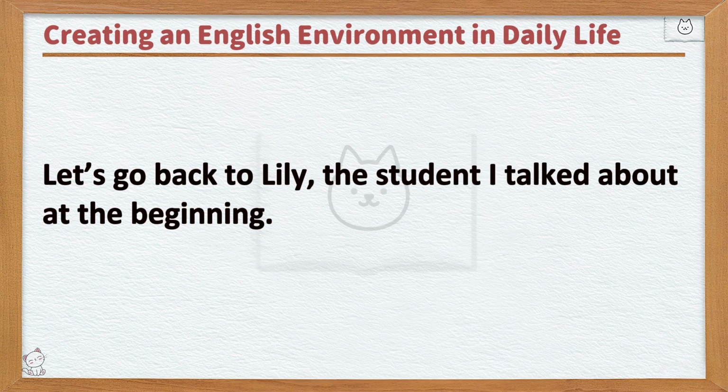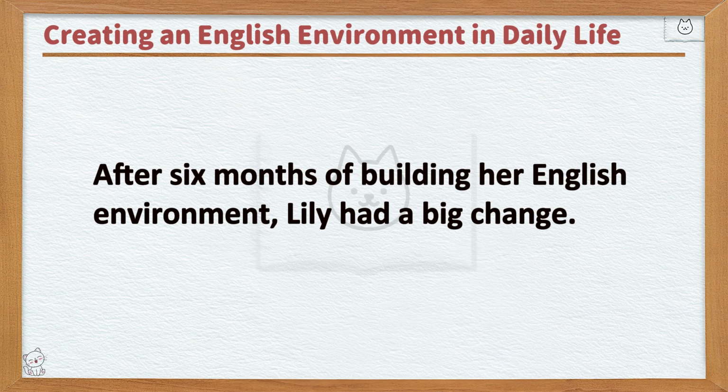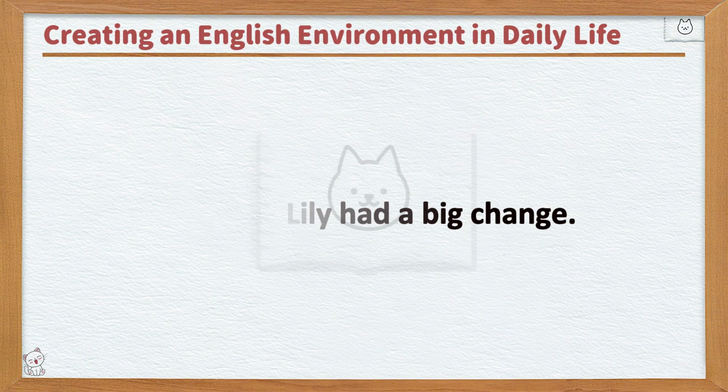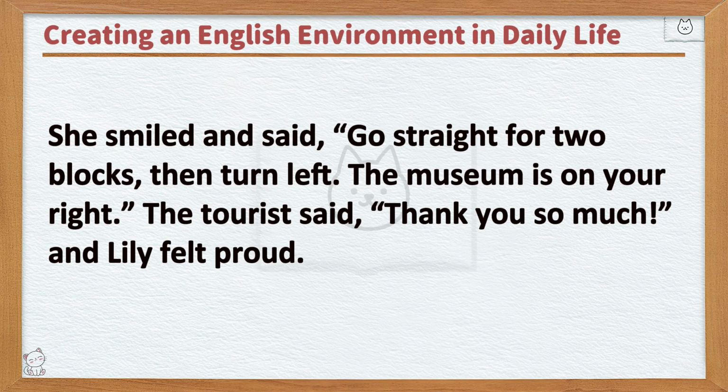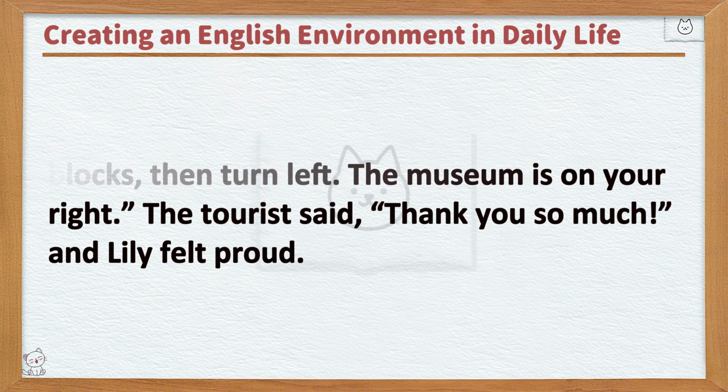Let's go back to Lily, the student I talked about at the beginning. After 6 months of building her English environment, Lily had a big change. She met a foreign tourist who asked for directions to the museum. This time, she didn't freeze. She smiled and said, "Go straight for 2 blocks, then turn left. The museum is on your right." The tourist said, "Thank you so much," and Lily felt proud.